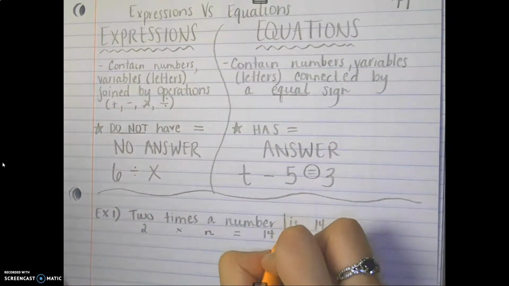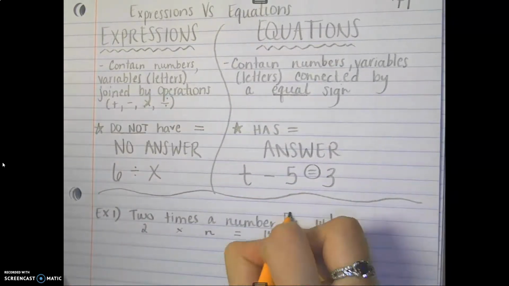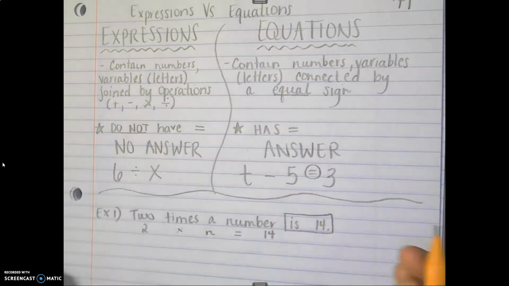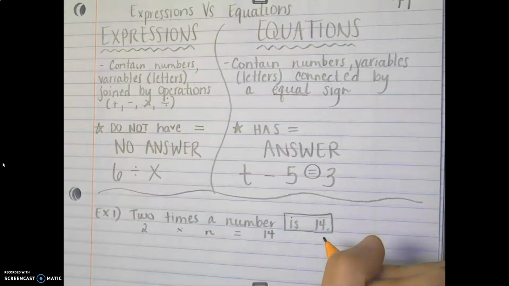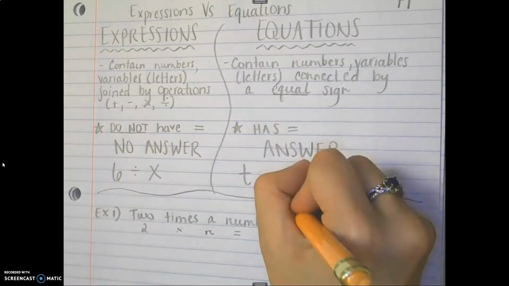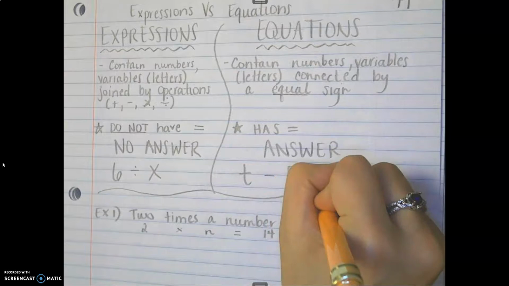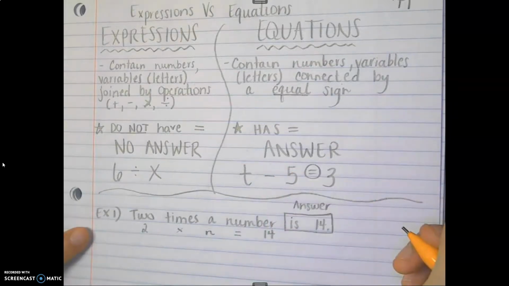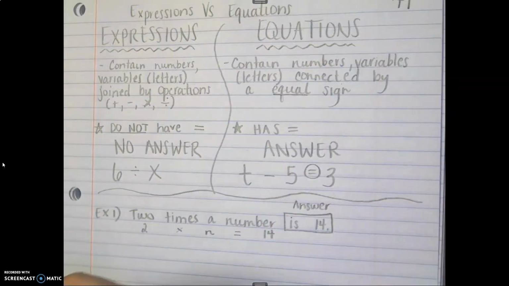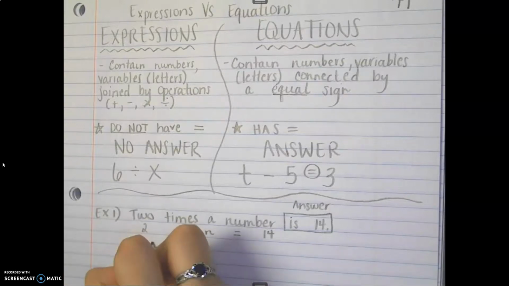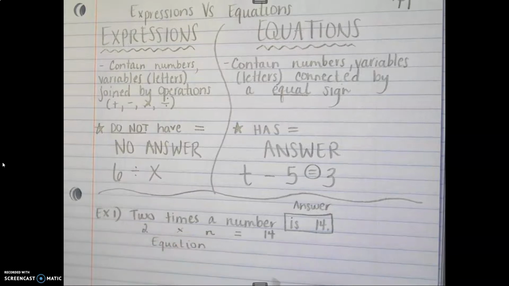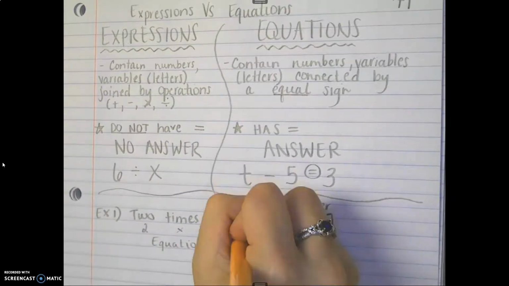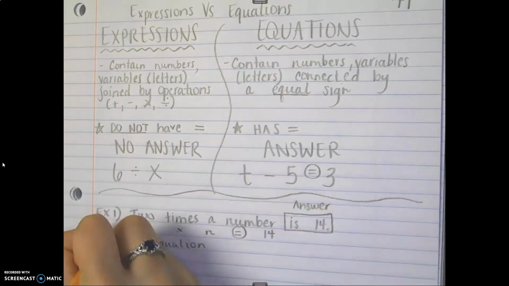So our keyword here was the word is. So anytime you have the word is followed by a number, that's the answer. They're giving us an answer. So we're going to have an equal sign. So would this be an expression or an equation? It will be an equation because it has the equal sign. Let's try another one.